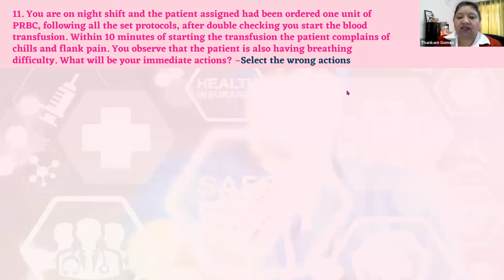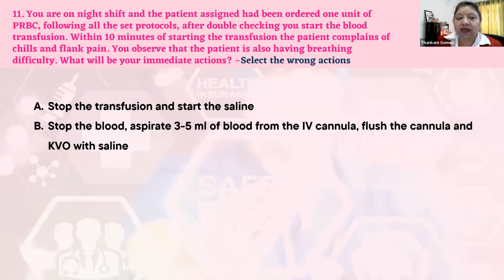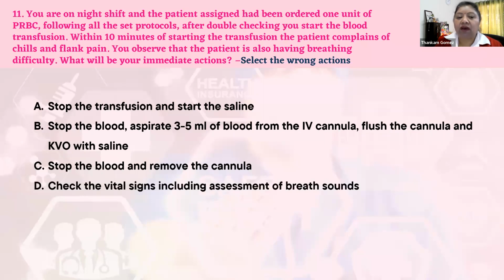Select the wrong actions. Stop the transfusion, start saline. Stop the blood, aspirate 3 to 5 ml of blood from the IV cannula, flush the cannula and keep the vein open with saline. Stop the blood and remove the cannula. Check the vital signs including assessment of breath sounds. Collect blood and urine sample. So select the wrong answers.